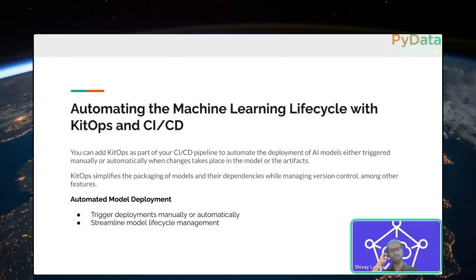Going forward, now let's also talk about automating your machine learning life cycle with CI/CD. Of course, you can add KitOps as part of your CI/CD pipeline to automate the deployment of your AI models, and this could be triggered automatically or manually whenever, let's say, there are changes that take place in your model. So by integrating KitOps as part of your CI/CD workflow, you could very easily manage different versions of your machine learning model, and manage this version control with the help of CI/CD.